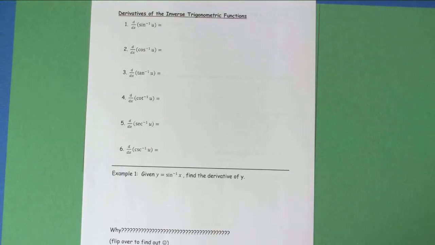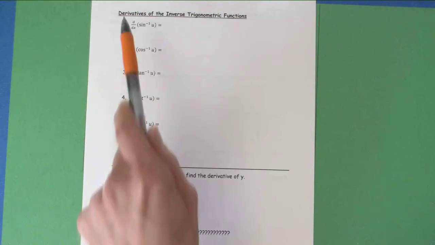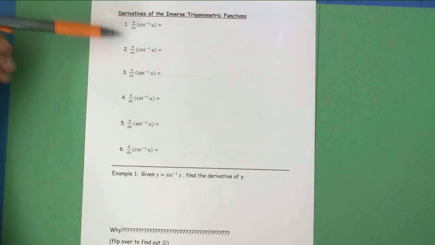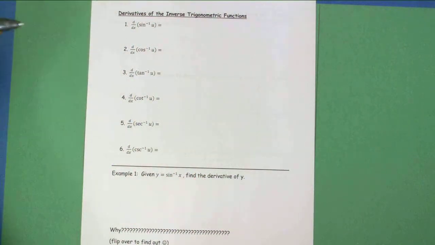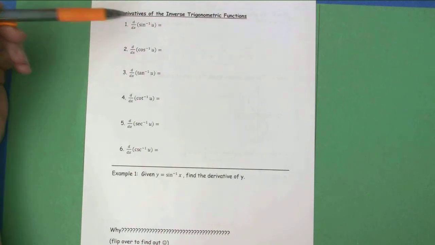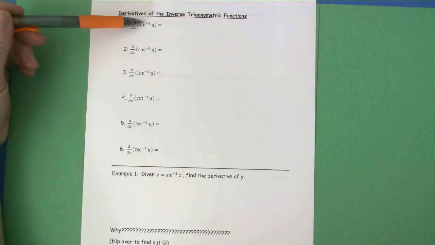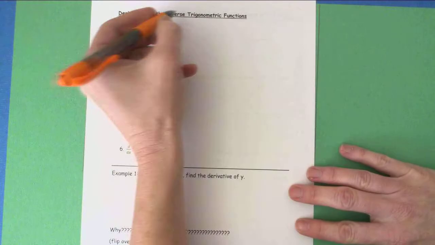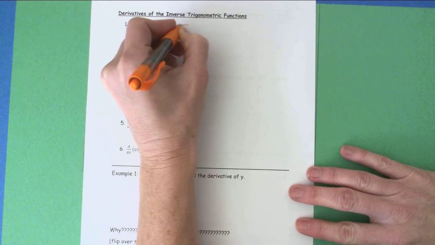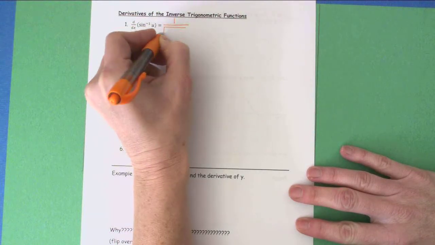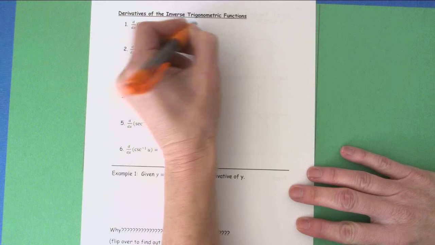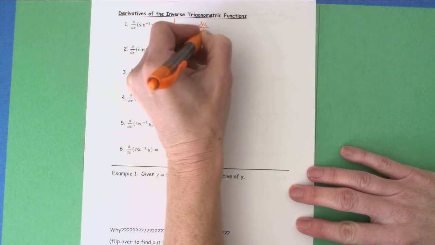Okay, today's lesson is going to focus on the derivatives of the inverse trigonometric functions. This is your packet that you're working on, and the first thing we're going to do is fill in the 6 inverse trig derivative rules, starting with inverse sine. The derivative with respect to x of the inverse sine of u, meaning the inverse sine of anything, is going to be given by this formula: 1 all over the square root of 1 minus the quantity of u squared, times the derivative of u with respect to x.